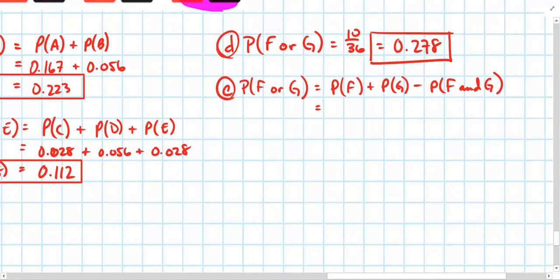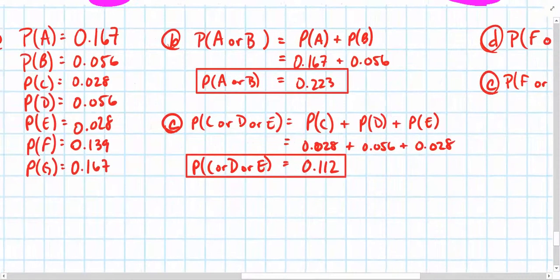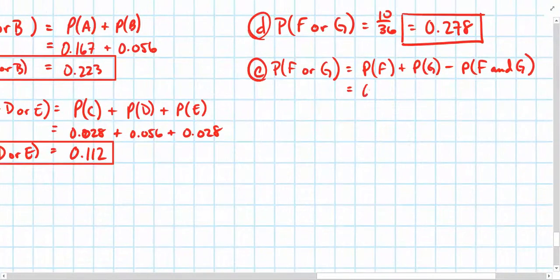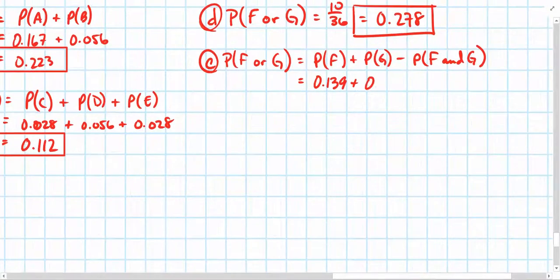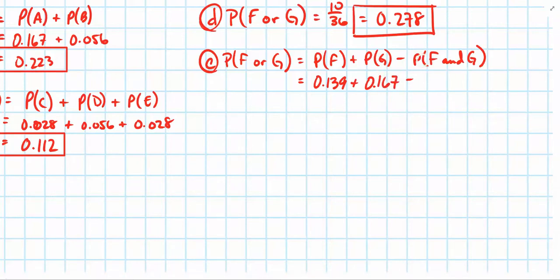So if we try answering the same question, this time using the general addition rule, let's see what we get. The general addition rule says that the probability of F or G occurring is equal to the probability of F plus the probability of G minus the probability of F and G occurring at the same time. In this case, the probability of F we said was 0.139, and the probability of G was 0.167.